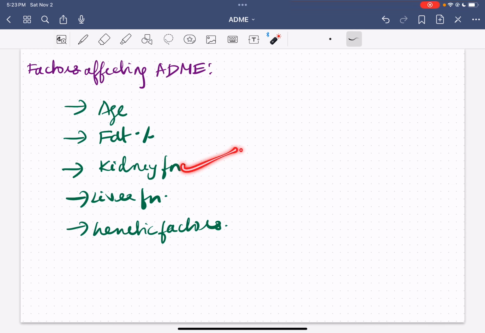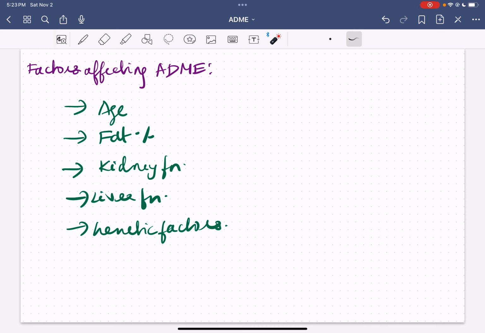The kidney function, if the kidney function is deteriorated, then that means there's a chance that water soluble drugs have a lesser chance of getting excreted, and hence there is toxicity in the body. There is accumulation of drugs, accumulation of byproducts of drugs. The liver function, if the liver is not able to make the drug more water soluble, then that means the drug is going to be toxic again. So if there is liver failure or kidney failure, all those things have to be taken into account before administering the drugs.